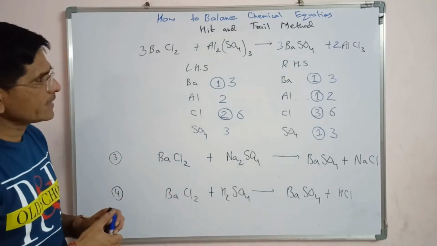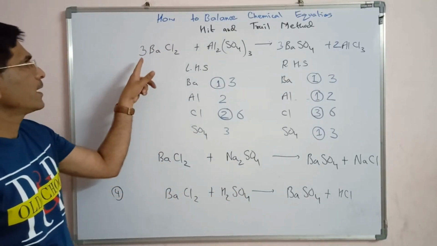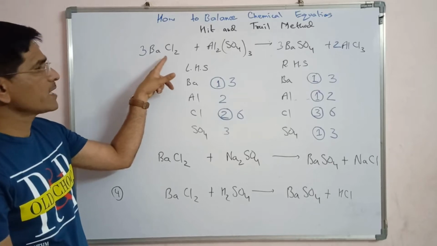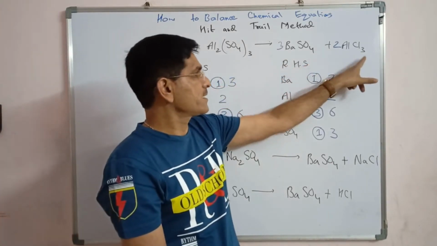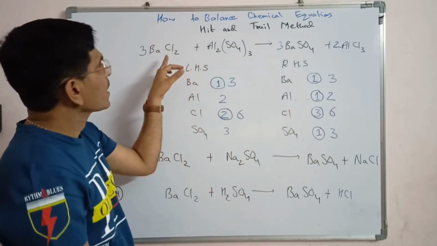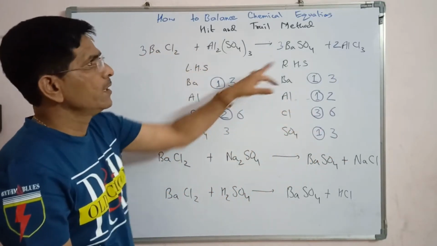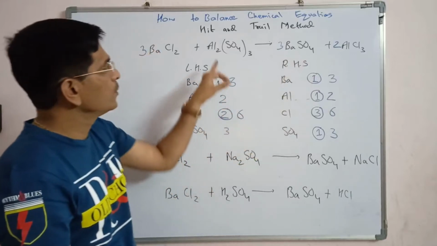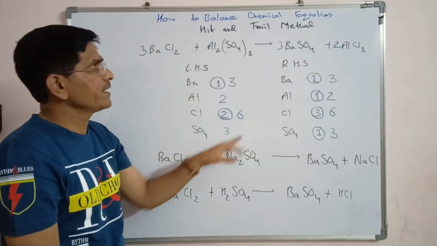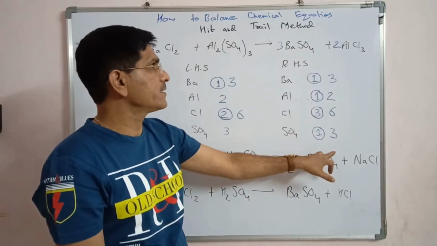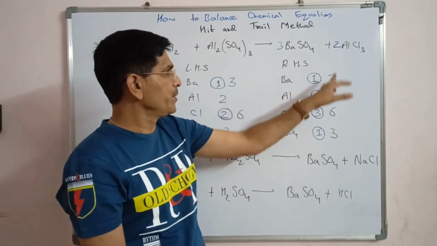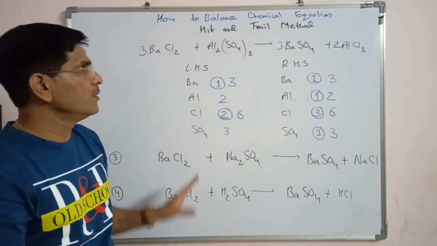Now we can check whether it is correct or not. Barium is 3. 3 2s are 6, chlorine is 6. Barium is 3. 2 3s are 6, chlorine is 6. Aluminum is 2, aluminum is 2. Sulfate is 3, sulfate is 3. Again, SO4 thrice, so sulfate is 3. And aluminum is 2, aluminum is 2.